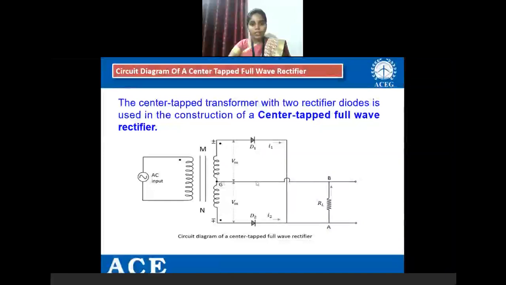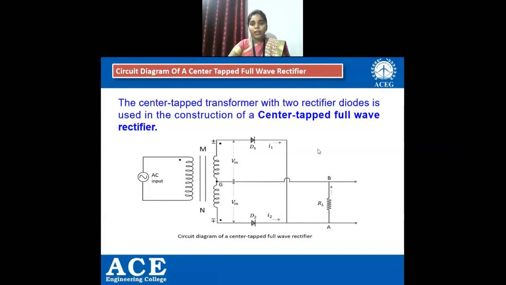Here we can see a center tap transformer used for a full wave rectifier. Now, what are the features of the center tap transformer that we need to know? This is the circuit diagram of a center tap full wave rectifier. In this rectifier circuit, we have used what? Center tapping we have used, and we need to know why we used it here and what are the features of the center tap transformer, that we are going to see now.